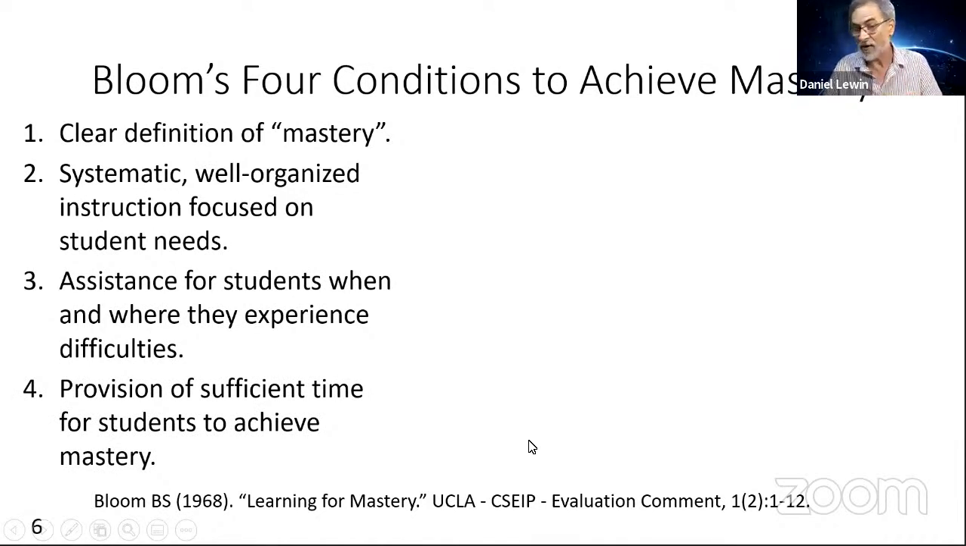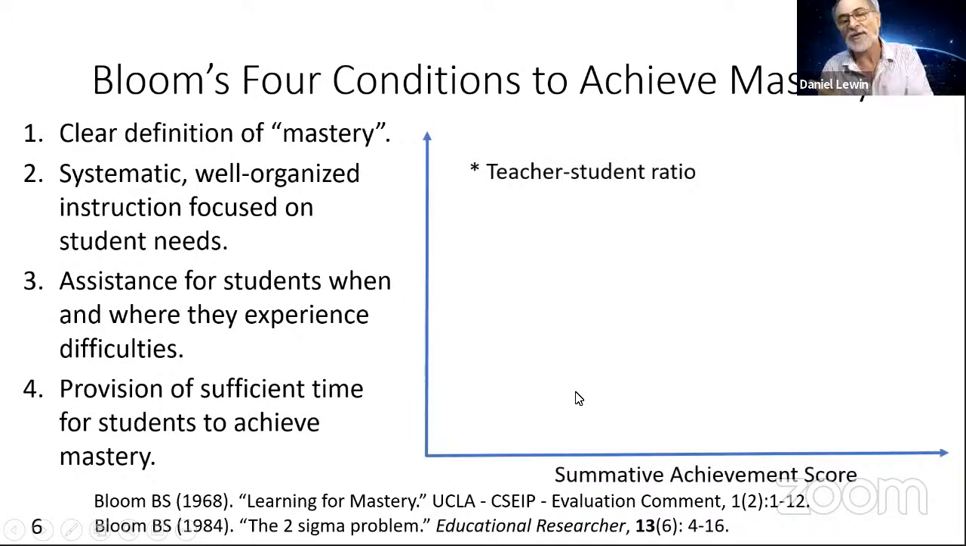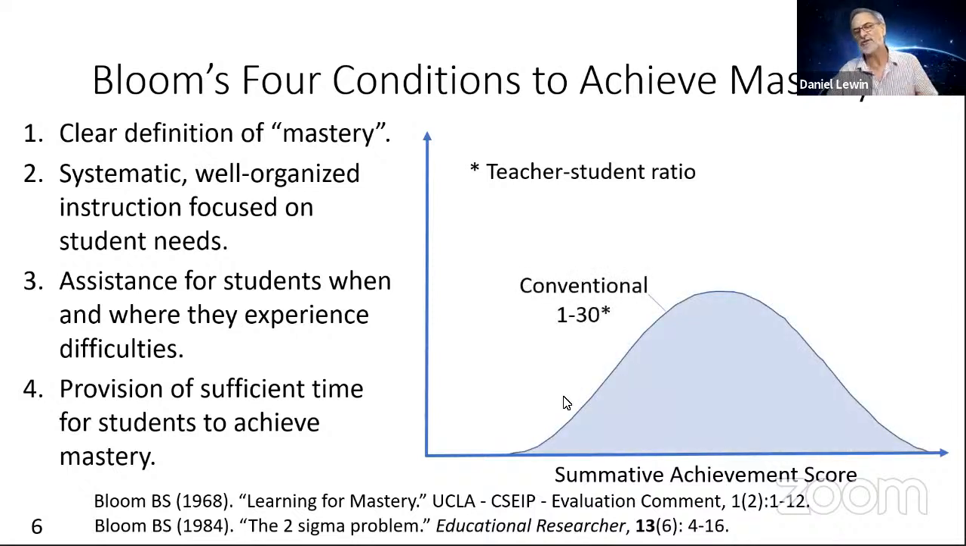In another very useful publication from '84, Bloom defined what he called the 2 sigma problem, which is couched in terms of how instructional methods using given teacher-student ratios affect the summative achievement scores, final exams, if you will. So for a conventional lecture-based approach, you're going to see distributions like this. Very broad distribution, very large dispersion of grades, where if this is what we consider mastery, a high percentage of students not achieving this mastery.